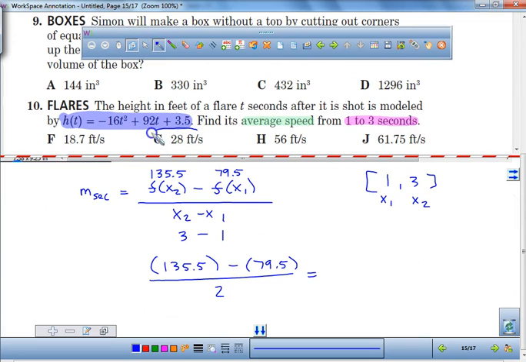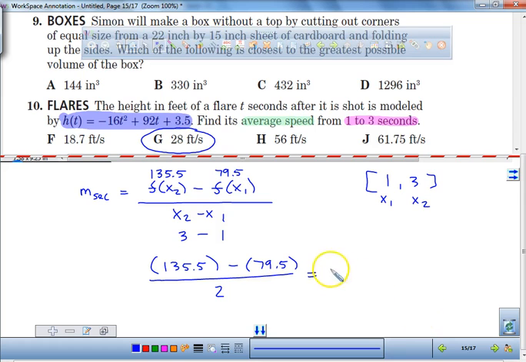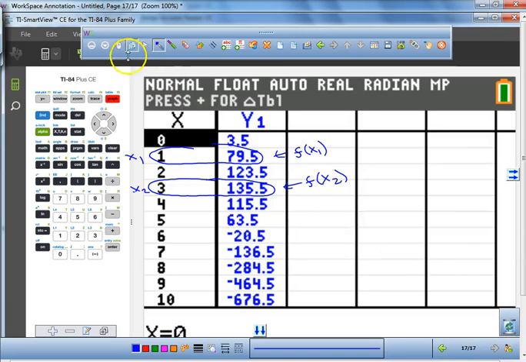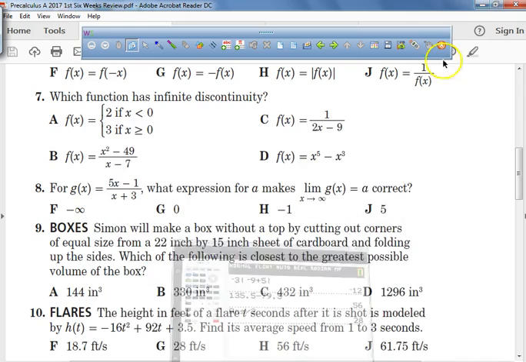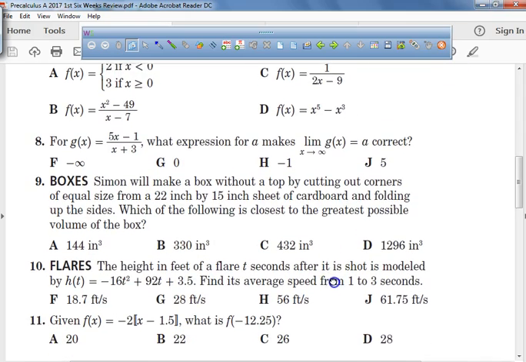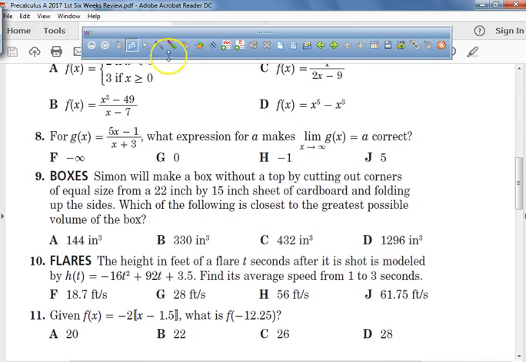So your answer would be G. The average rate is 28 feet per second. Okay.